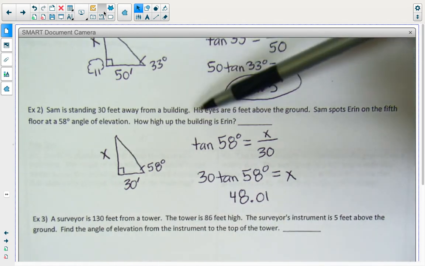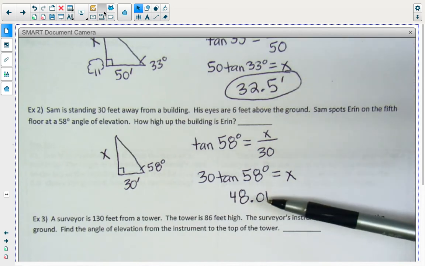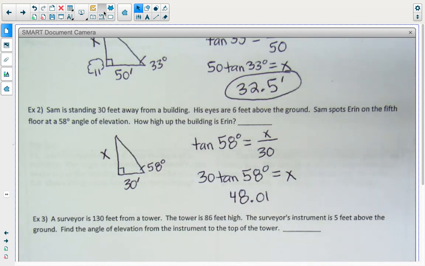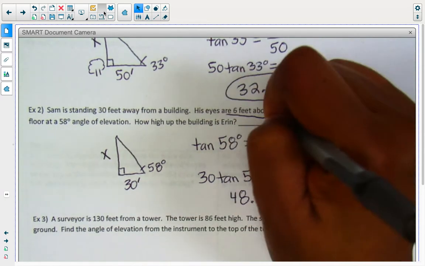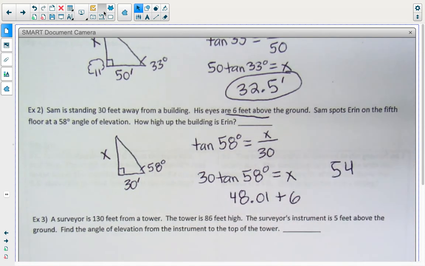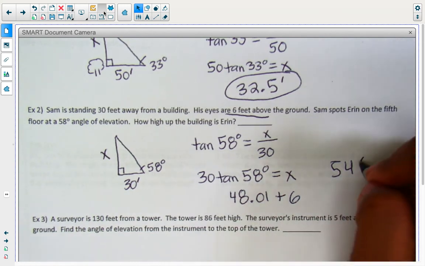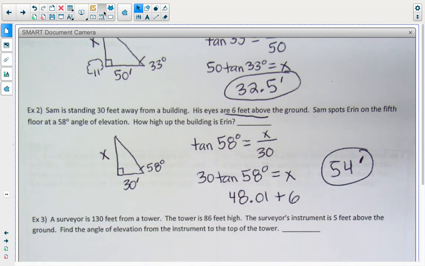However, it says his eyes are 6 feet above the ground. So this is where we are so far, but I need to add in the fact that we are 6 feet above the ground. So we add this together, and our final answer, and I am rounding, is going to be 54. So I'm rounding to the nearest tenth just to stay consistent. I got 54 feet. So that is how high up the building Aaron is.